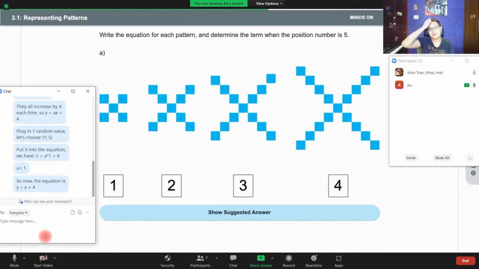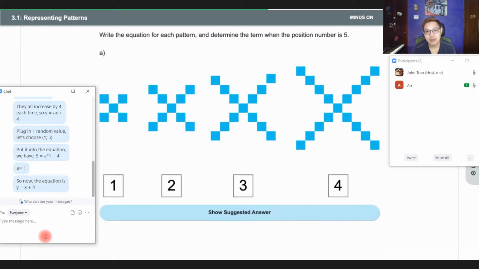Okay, so now you have the equation, and they ask you when the position number is 5. So what can you do? You have the equation now. You just have to plug in the position number 5 and you get the term, or the number of blue squares, if you wish.